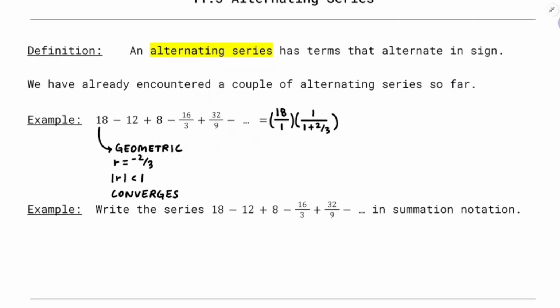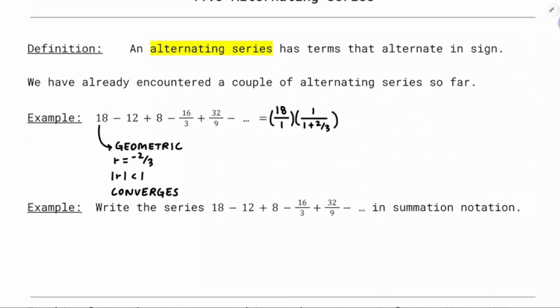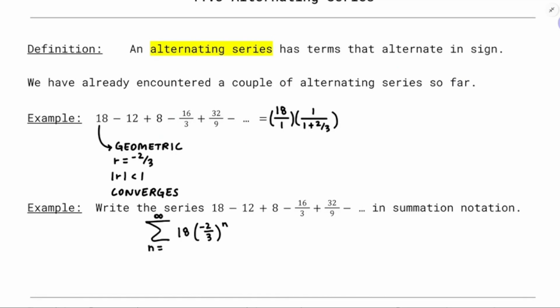All right, and so if we look over here and try to write it in summation notation, I could write it, first term 18, ratio negative 2/3. It's going to be something like 18 times negative 2/3 to the n. Your job is to figure out what value of n you are going to start at. And that'll be n equals 0. Okay, but what I want to point out to you here is that negative 2/3 to the n.